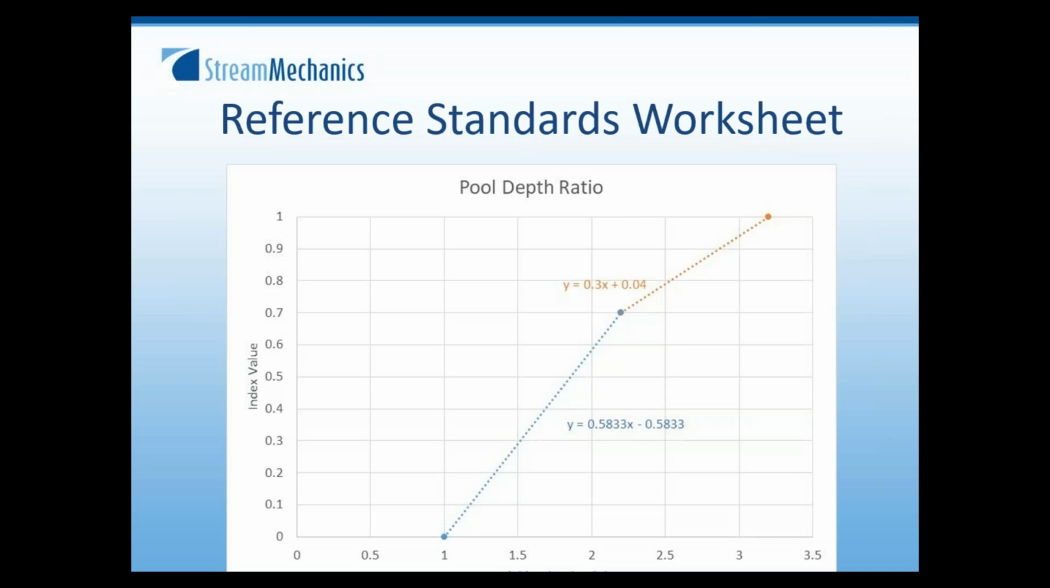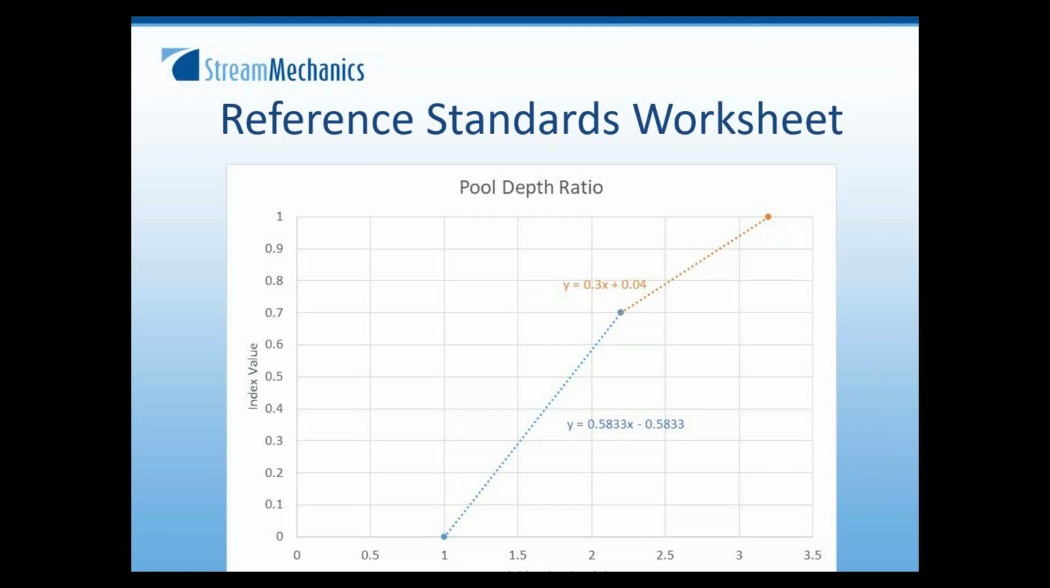There is a reference standards worksheet that's related to this scoring. The way this works is the user enters the field value, which you see here on the x-axis. This is a reference standard for pool depth ratio, which is the max depth of the pool divided by the mean depth of the riffle. So you could think of it as how many times deeper the pool is than the riffle.